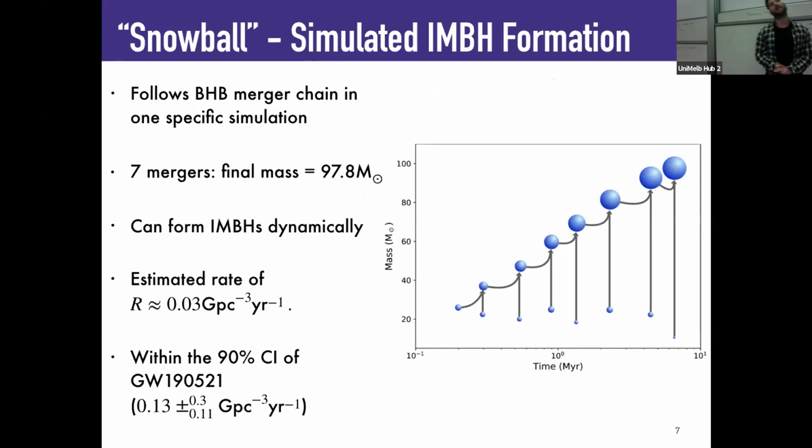That brings me to what I'd like to affectionately call Snowball. We had a set of 58 N-body simulations of globular clusters, and in one specific simulation, we found a chain of 7 black hole binary mergers, which led to a final mass of about 97.8 solar masses. We estimate the rate of a merger such as this, forming an 8th generation black hole, to be 0.03 per gigaparsec cubed per year, which is within the 90% confidence interval of the inferred rate of events similar to GW190521.